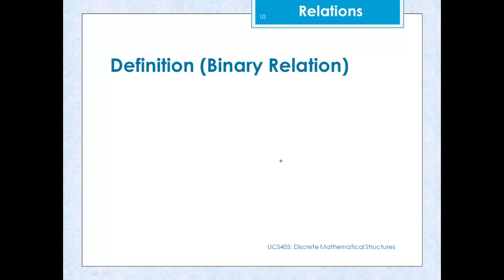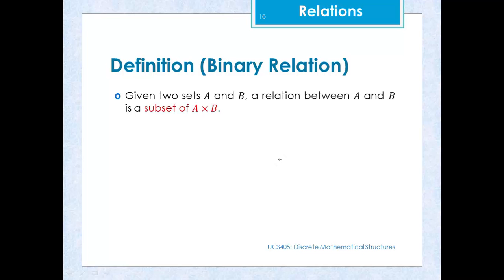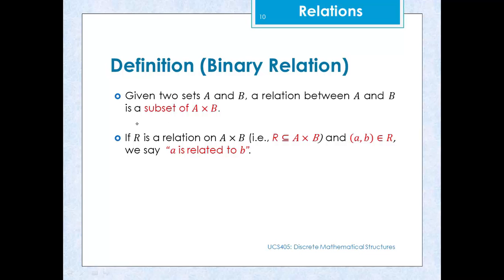Let us suppose that we have two sets A and B. Then the binary relation can be defined on these two sets A and B as a subset of A cross B. If R is a relation defined on A cross B, that means R will be a subset of A cross B, and there is some ordered pair (a, b) that belongs to R, obviously, where element a belongs to set A and element b belongs to set B. In this way, we can say that element a is related to element b. It can also be written as a R b.